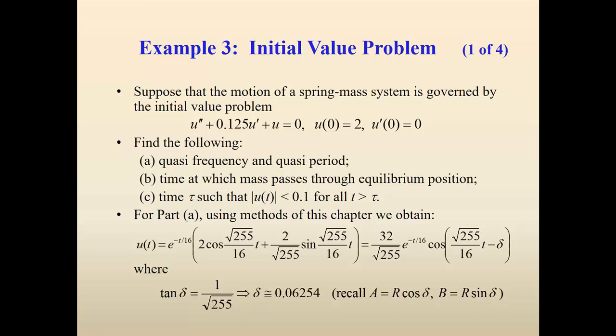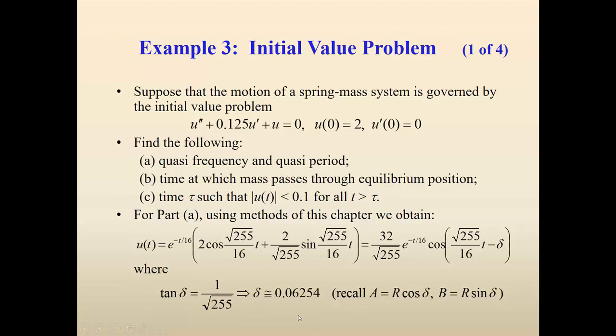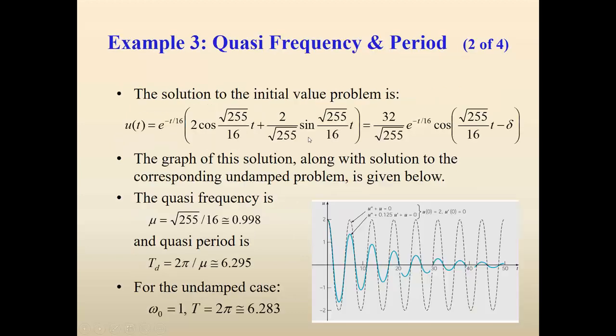We get a phase of 0.06254. That's not so important. A lot of times it's good enough to just say delta is equal to the arctangent of this ratio. Notice that if this damping term wasn't there, I'd have u double prime plus u is equal to 0. That's why we have this omega naught equal to 1, and its period being 2 pi.